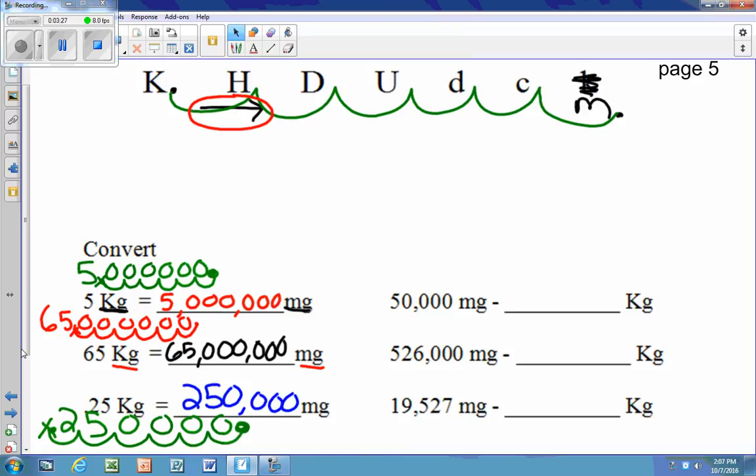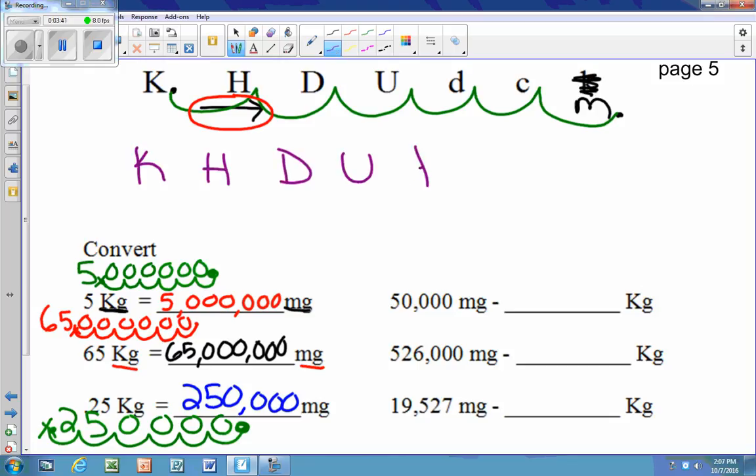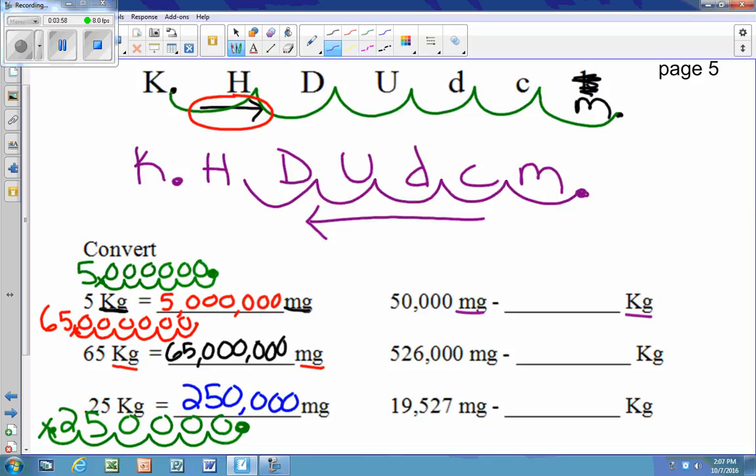Then when I look over on the other side, I'm going to do these 3. My chart's been used a lot, so I'm going to rewrite my chart because it might help me. So I have more space. King Henry doesn't usually drink chocolate milk. This time I'm going from milligrams to kilograms. So here's my milligrams, here's my kilograms. Notice I'm going this way this time. So once again, I have 1, 2, 3, 4, 5, 6.